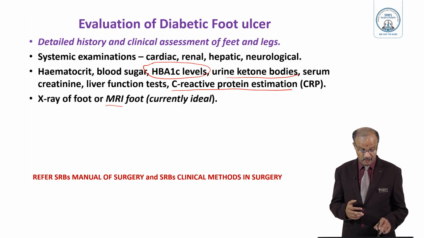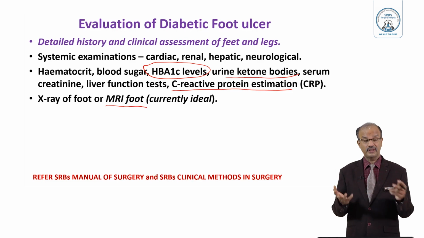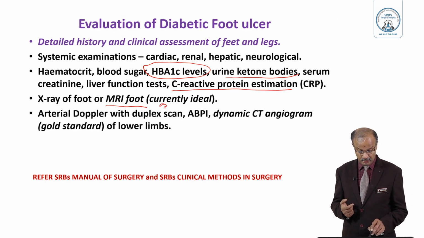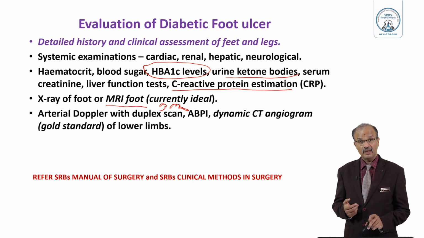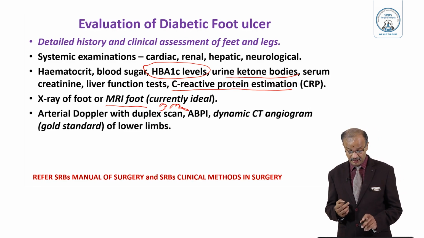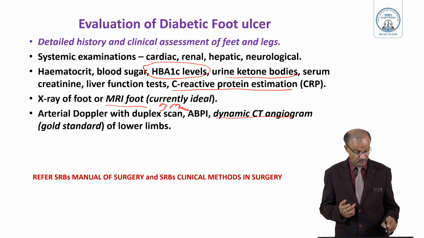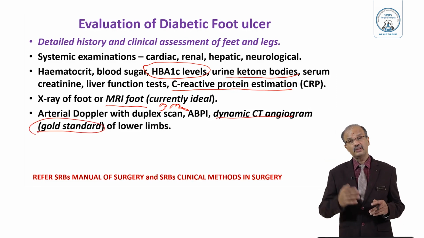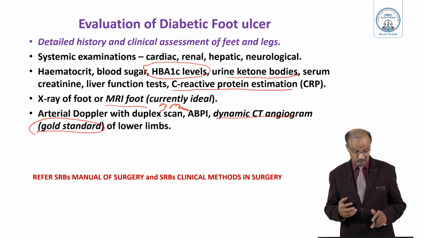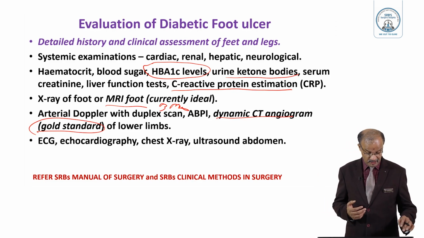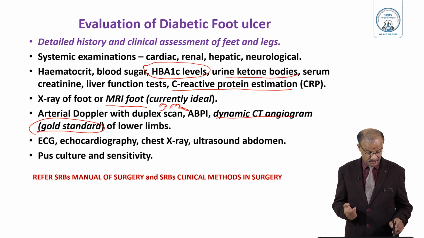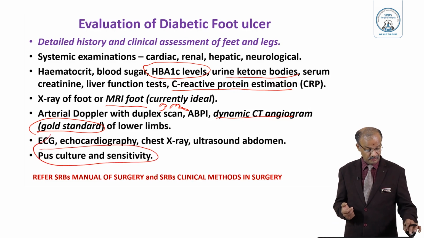X-ray foot or MRI, already told, to see tissue destruction. Arterial Doppler plus duplex scanning, plus B-mode scan, brightness mode. Ankle brachial pressure index, less than 0.3 is very crucial, critical limb ischemia. CT angiogram, gold standard, already told. Blockage, corkscrew appearance and distal runoff, collaterals, everything should be assessed properly. ECG, echo for systemic assessment, chest X-ray, ultrasound, pus culture sensitivity or tissue culture, that is also important.